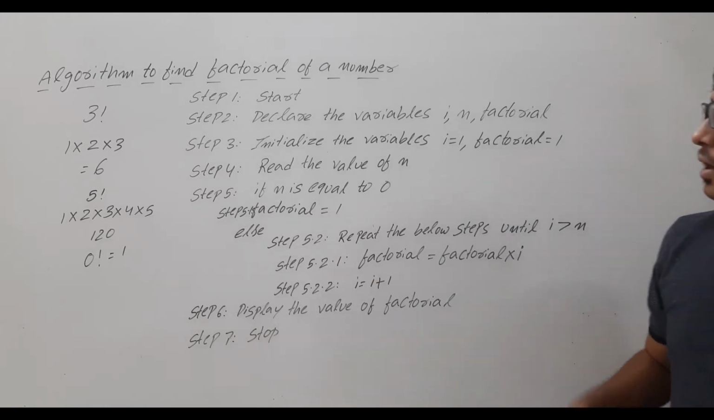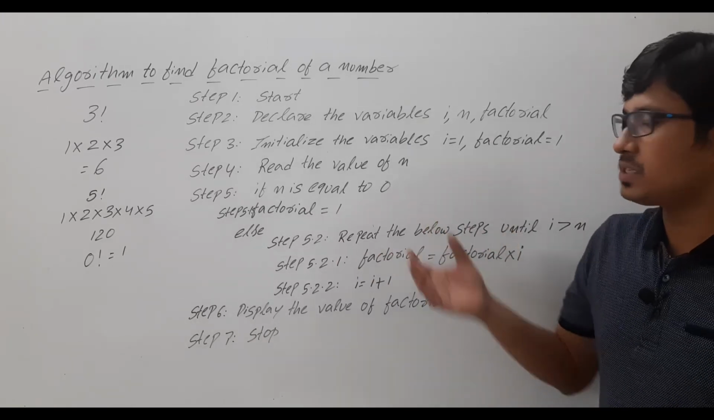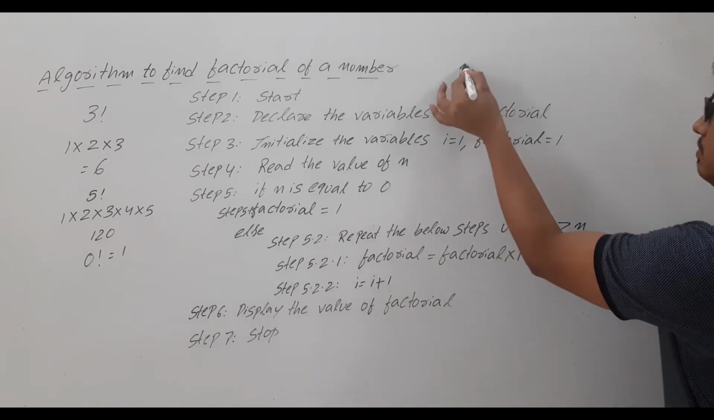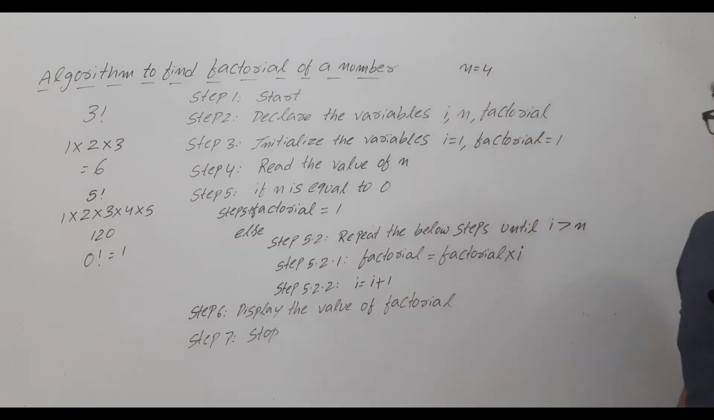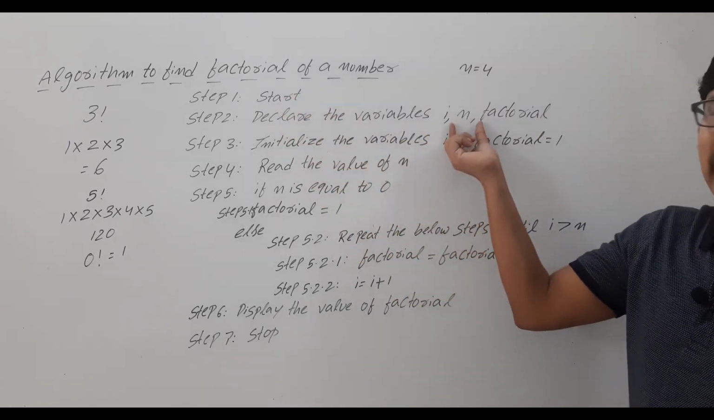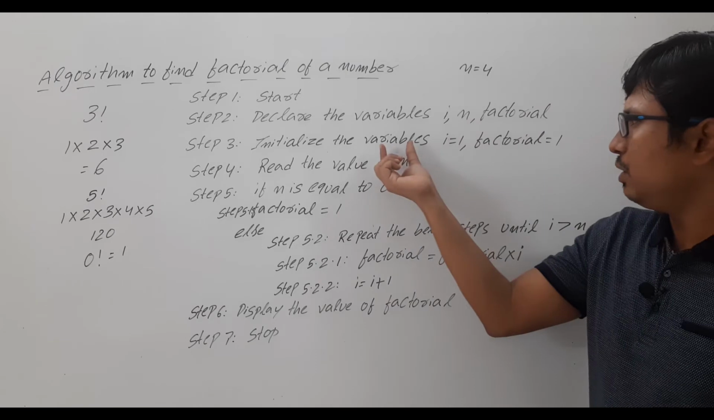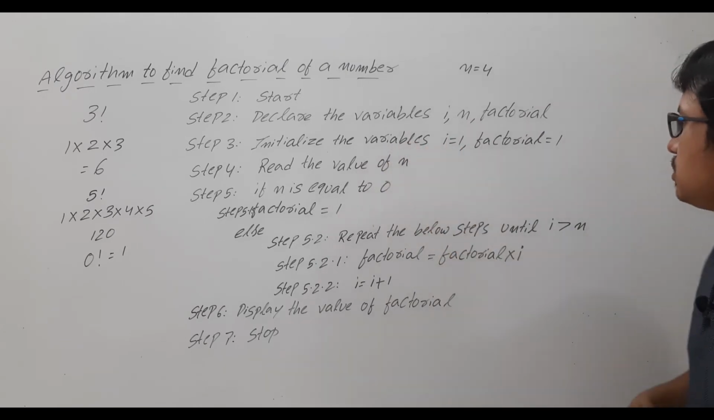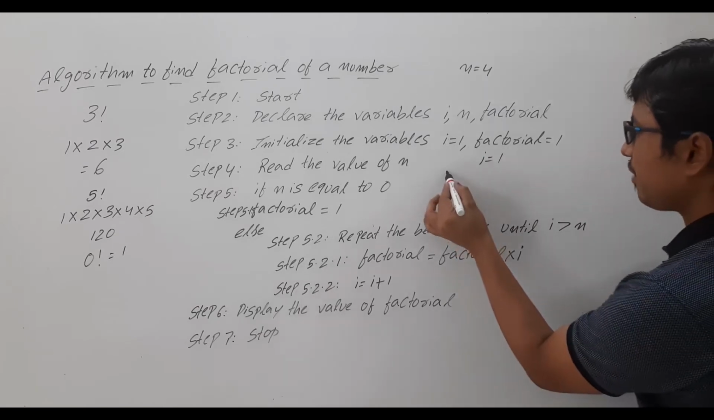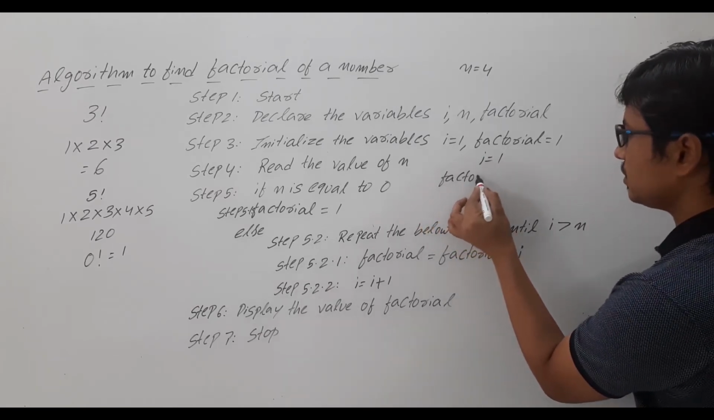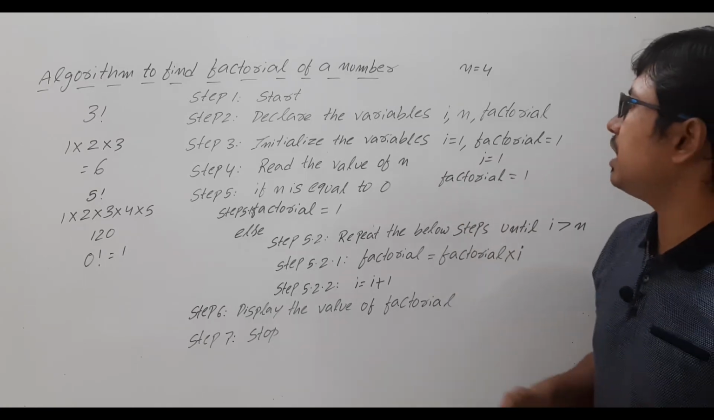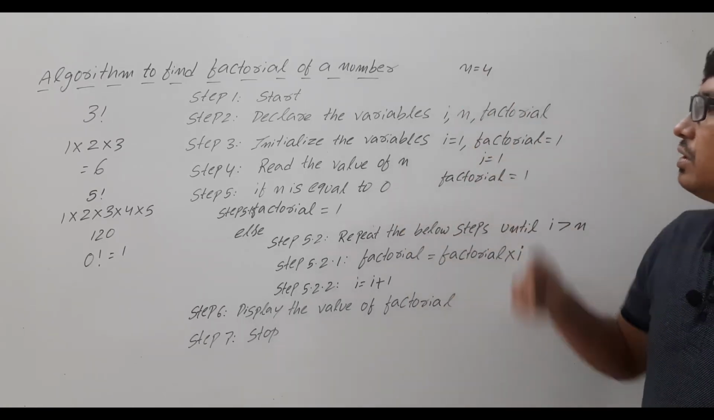Now to help you understand how this algorithm will work, I will take the n value as 4. So we have started. We have declared the variables I, n, factorial. We have initialized the variables I is equal to 1. So the I value is initially 1 and the factorial value is also initially 1. Read the n value. We have read the n value as 4.